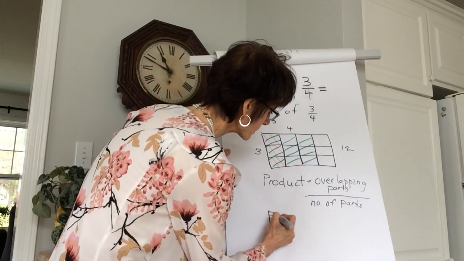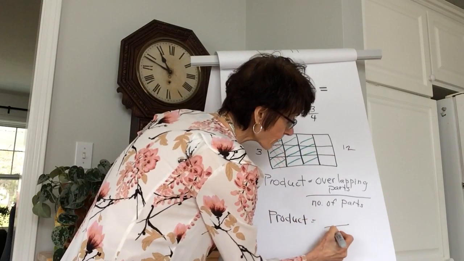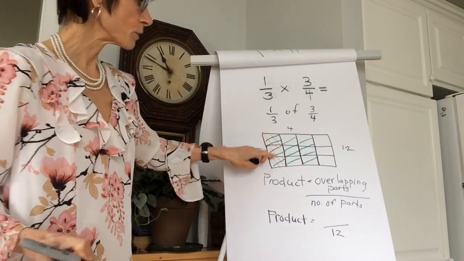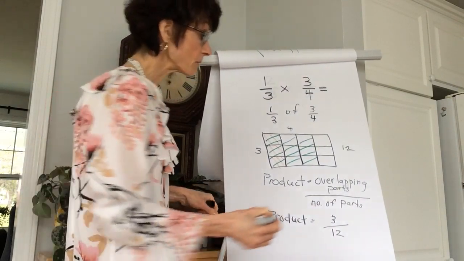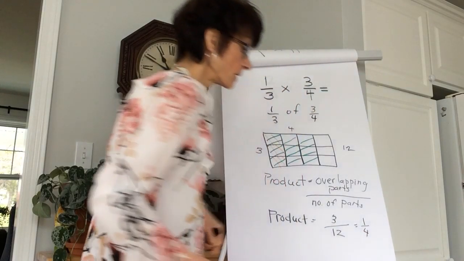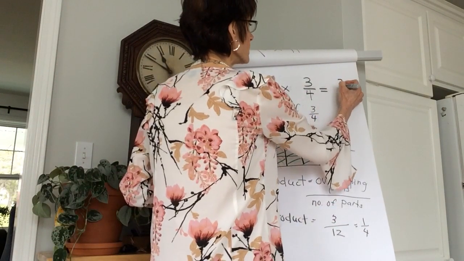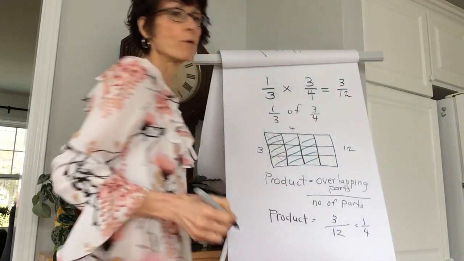So our product, we know we have 12 parts now. And how many parts overlap? 1, 2, 3. So our product is 3/12. You could simplify that if you wanted to 1/4, but this would be the correct answer as well, so let's write that in. 1/3 times 3/4 is 3/12 or 1/4.